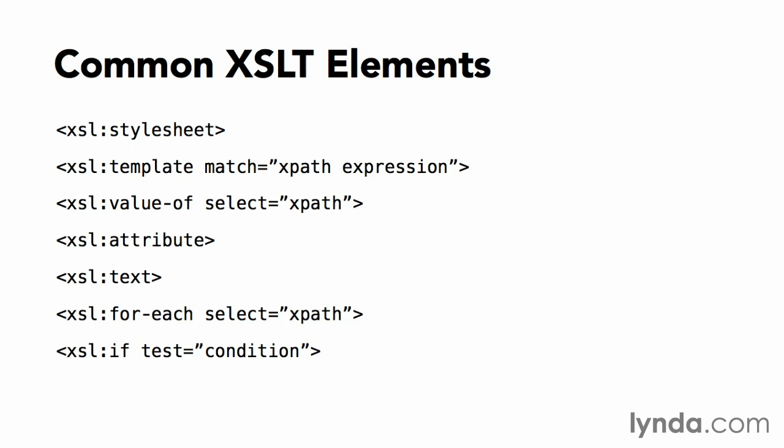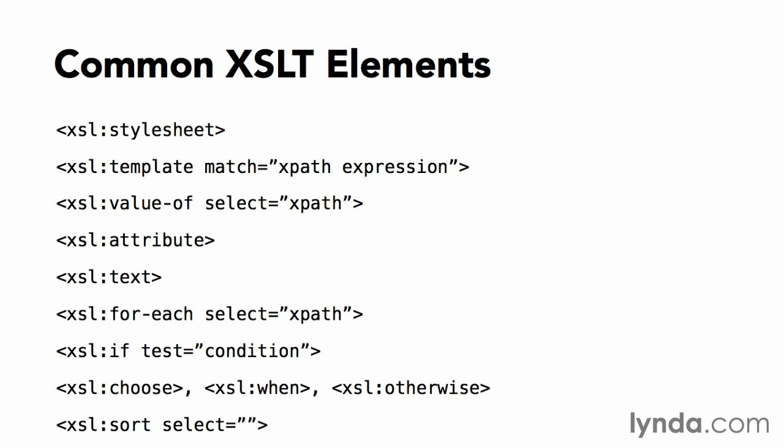And by now, you're probably looking at this and saying, wow, this is really way more powerful than CSS, and you're absolutely right. In addition to XSL if, you can use the XSL choose, XSL when, and XSL otherwise construct, which is sort of similar to a switch case construct in other programming languages to perform more advanced calculations. And then finally, you can use the XSL sort tag to select data for sorting in the output stream. And we're going to see examples of using each one of these in the next chapter.